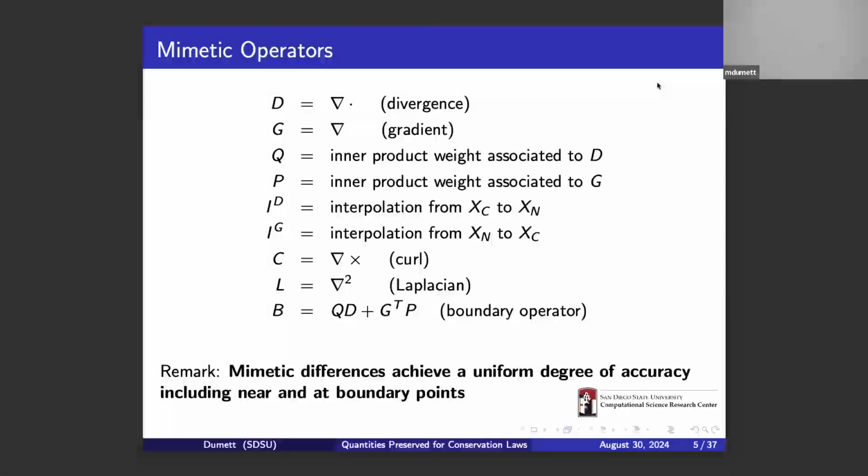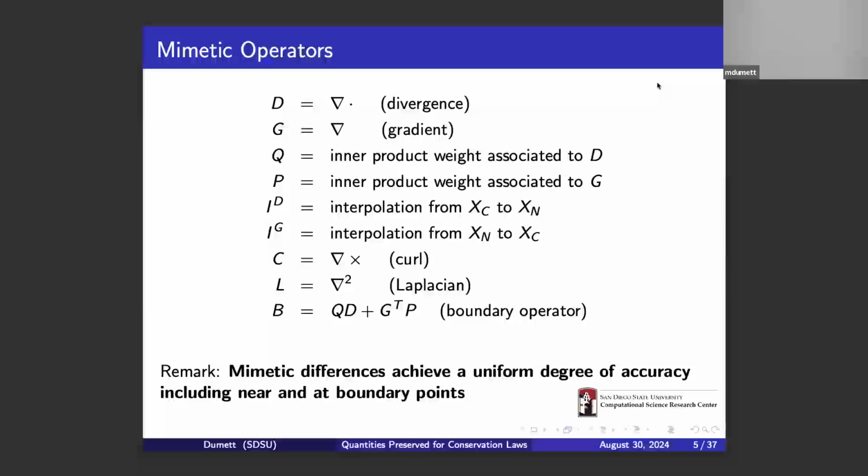The operators that we plan to discretize are those familiar operators in vector calculus. Those are the divergence and the gradient. We will have some inner products that we will need for achieving high order accuracy for the Gaussian divergence theorem. And we will have some interpolation operators when we go to higher dimensions. Because we have different collections of points, we should move quantities from one collection of points to another with high order accuracy. And we have also the curl, the Laplacian, and a boundary operator.